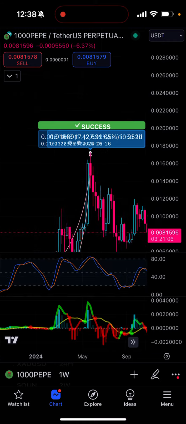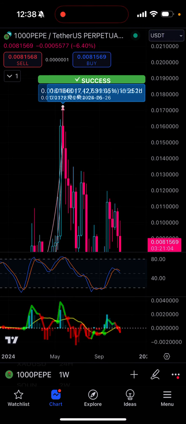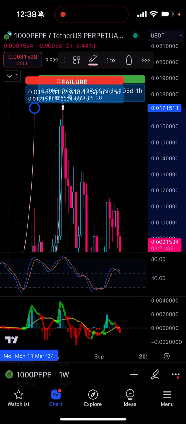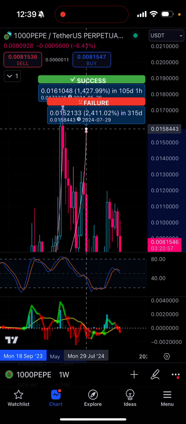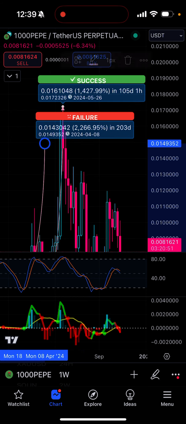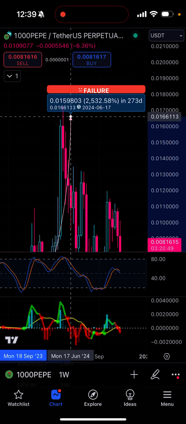So let's actually check what the actual gain is. We've got to move these apart because we can't see this. I'll move this a little bit lower. At the high, you would have done a 1,427% gain. Let's delete this one, and let's go with this one right here.